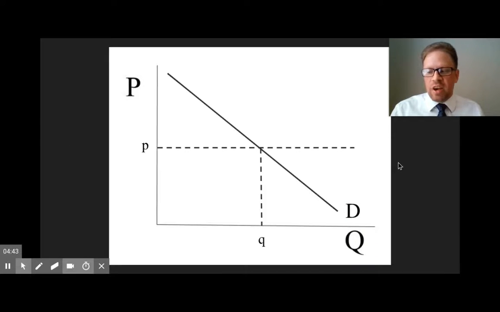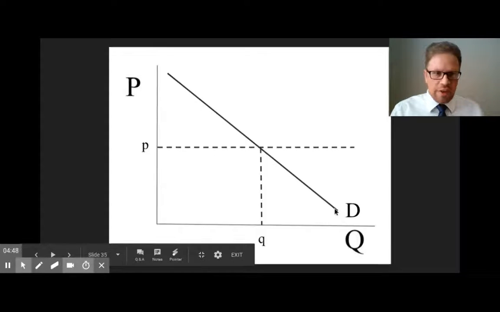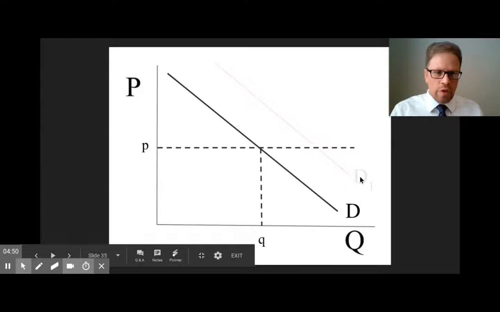A shift to the right of demand denotes an increase of demand. So again, shift to the right. So we find our demand curve. Now we go to the right of it.